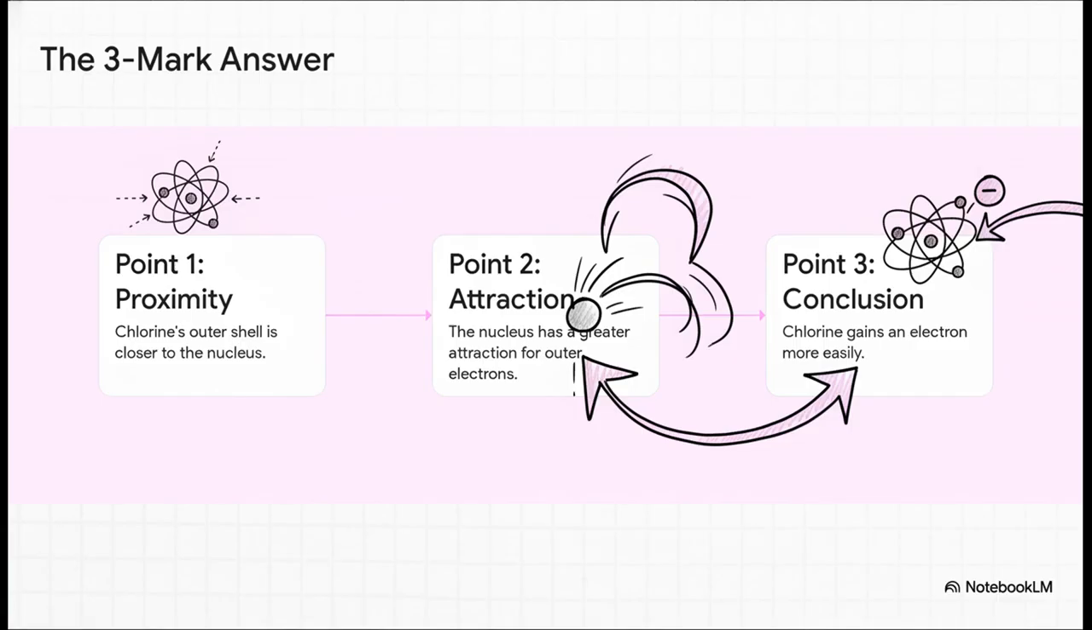This right here is the golden structure for your answer. Step 1. State the simple fact. Chlorine's outer electron shell is closer to its nucleus. Step 2, explain what that means. Because it's closer, the positive nucleus has a stronger pull on those outer electrons. And finally, step 3, bring it home. That stronger attraction makes it easier for chlorine to gain an electron, which is what halogen reactivity is all about.